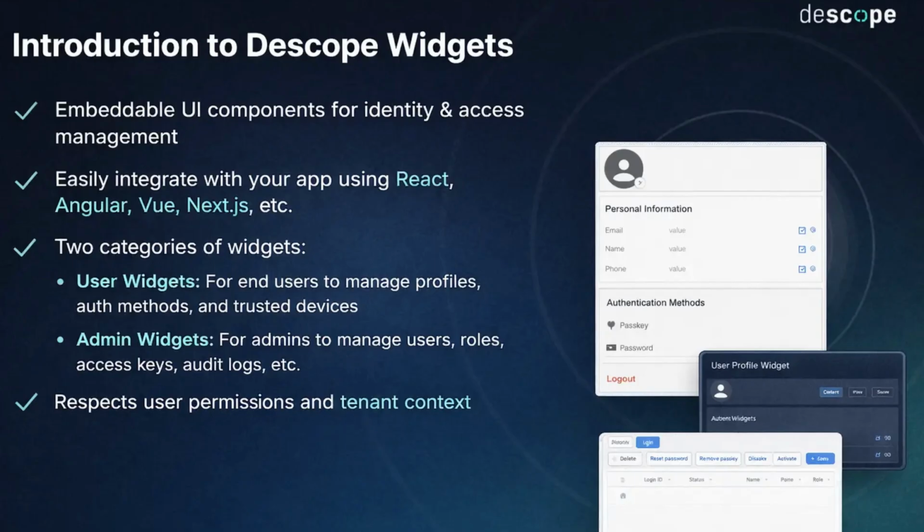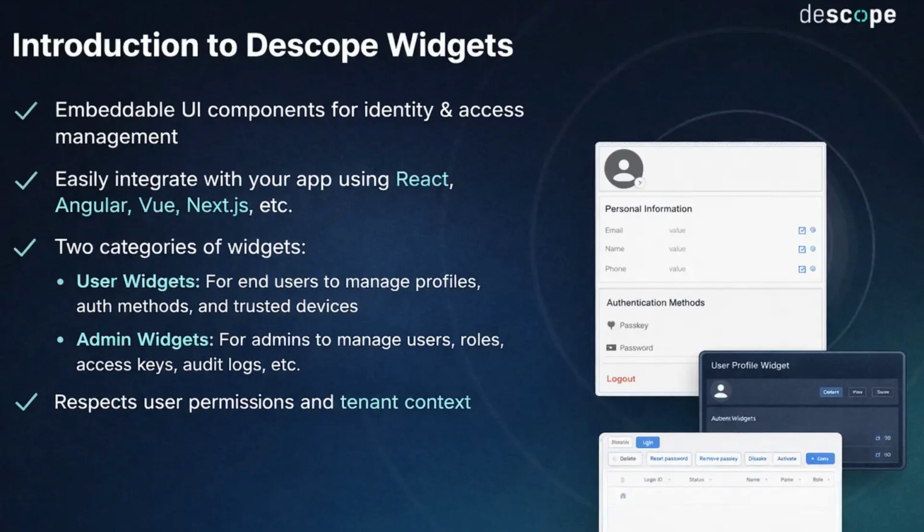Descope widgets are embeddable UI components that let you delegate common identity and access management operations directly to your users or admins. Instead of building custom UIs for things like profile management, user administration, or role management, you can use widgets that are already connected to Descope's APIs and powered by flows in the background. Widgets are embedded directly into your application using our front-end SDKs such as React, Angular, Vue, Next.js, or plain HTML, and they automatically respect the authenticated user's permissions and tenant context.